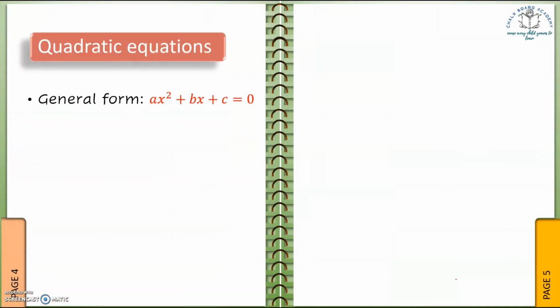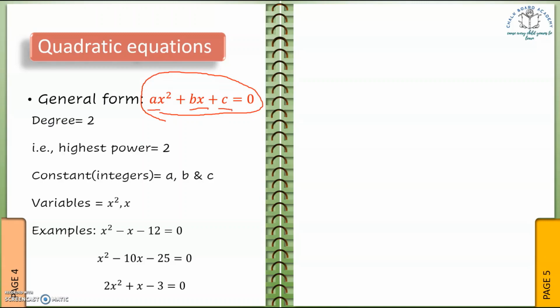Now, we are dealing with quadratic equations and cubic equations in this chapter. So, the quadratic equation. The general form of a quadratic equation is ax square plus bx plus c is equal to 0. Here a, b, and c denote numbers or constants, so they can be positive or negative numbers or fractions. And the highest power, that is the degree, is 2. So let's have some examples.